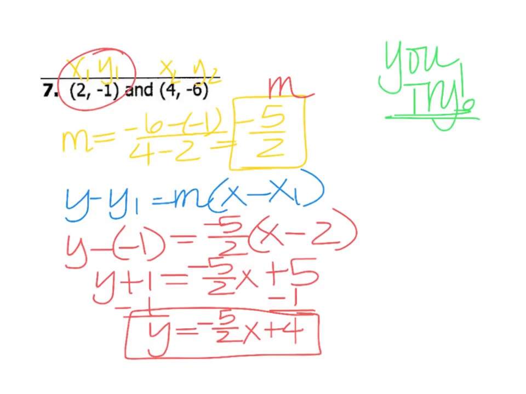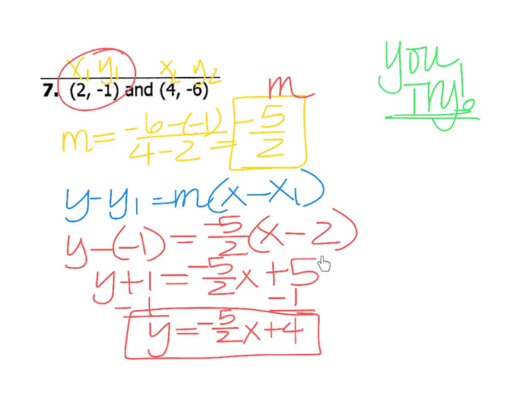All right, so you should have gotten y equals negative 5 halves x plus 4. The final answer has to be in slope-intercept form, right? How did we get there? We first find the slope doing y2 minus y1 over x2 minus x1. We get a slope of negative 5 halves. Then we take our m, x1, and y1 and plug it into the point-slope formula.